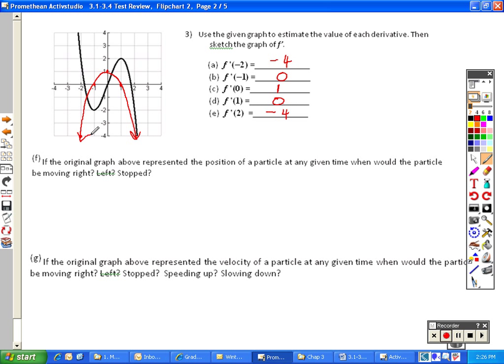All right, part F. If the original graph above represents the position of the particle at any given time, when would the particle be moving right, left, and stopped? Okay, if this is the position graph that we are looking at right now, that means you need to analyze the slope to find the velocity.